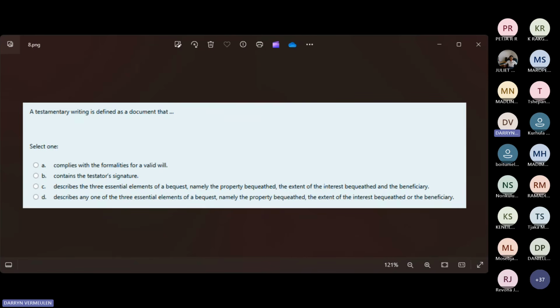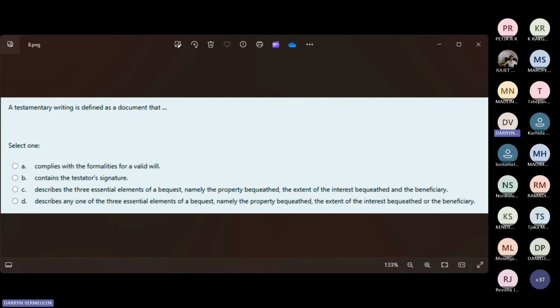All right. So the new question, hopefully you guys can see, it's asking about testamentary writing. So a testamentary writing is defined as a document that, and our first option is A, complies with the formalities for a valid will. Option B is contains the testator's signature. Option C, describe the three essential elements of a bequest, namely the property bequeathed, the extent of the interest bequeathed, and the beneficiary. Or option D, describes any one of the three essential elements of a bequest, namely the property bequeathed, the extent of the interest bequeathed, or the beneficiary.